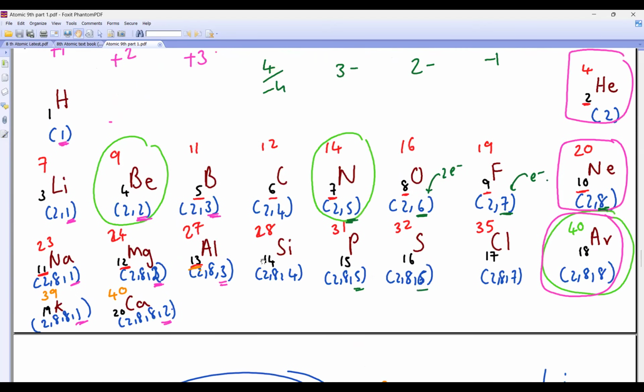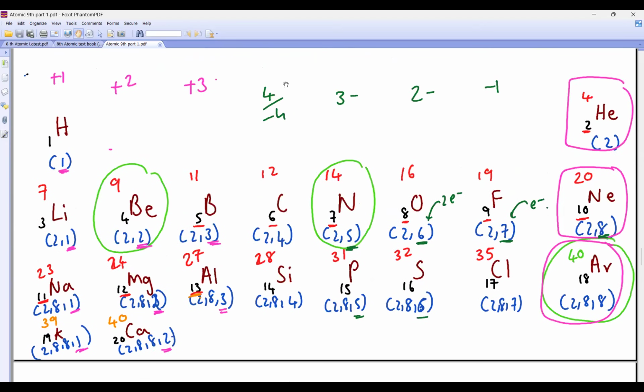Valency. Now, if you see every element in our life, we want to become like a role model. So for elements, who are the role models? Noble gases. Everybody wants to become like them: helium, neon, and argon. Everybody wants to become like the nearest noble gas, so they will try to attain its electronic configuration.